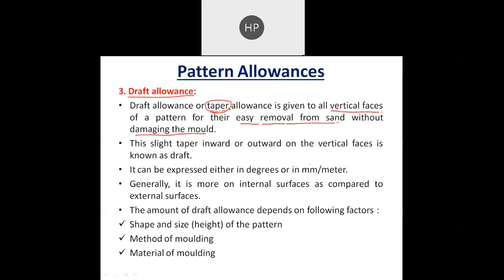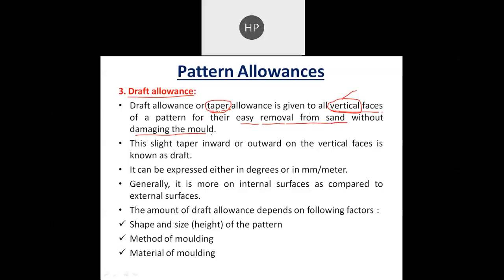Okay, so again we will read it and then we will see the diagram, so it is easy to understand. Draft or taper allowance is given to all vertical faces. It is not for horizontal, it is only for vertical faces of a pattern for their easy removal from sand without damaging the mold.